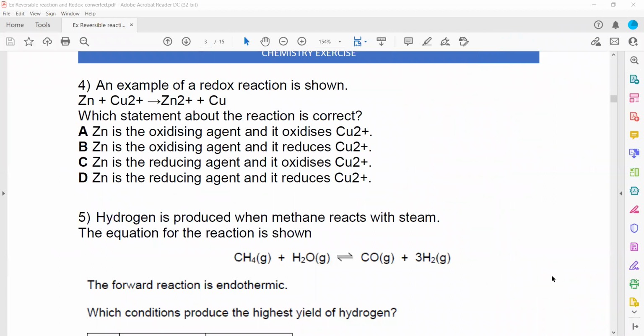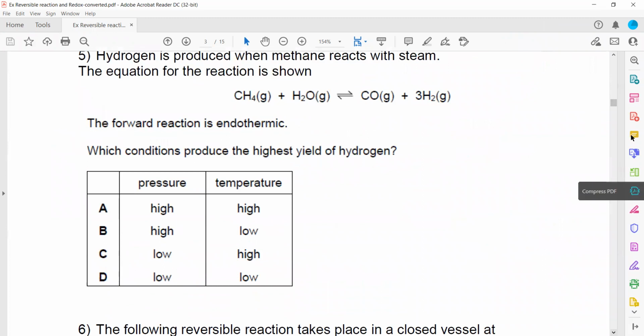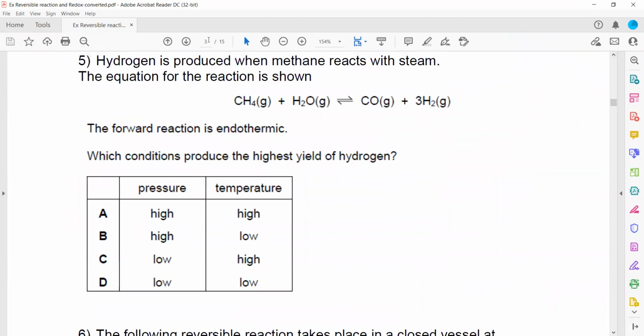So another question: hydrogen is produced when methane reacts with water. The reaction is endothermic. Which condition will give the highest yield? Highest yield means we shift the equilibrium towards the right hand side, more product.